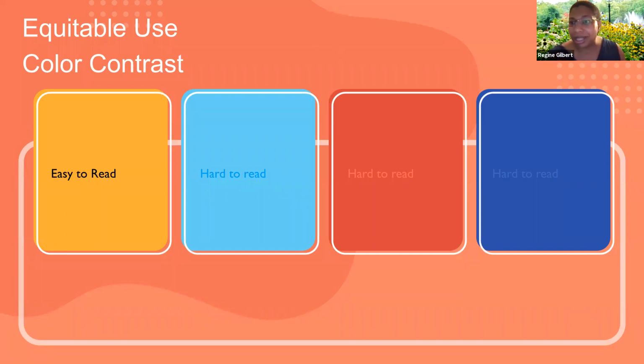Do you all agree with this? This is a thing. Still, it is shocking to me that color contrast is still number one. But when you make things that are higher in contrast, you're providing equitable use.